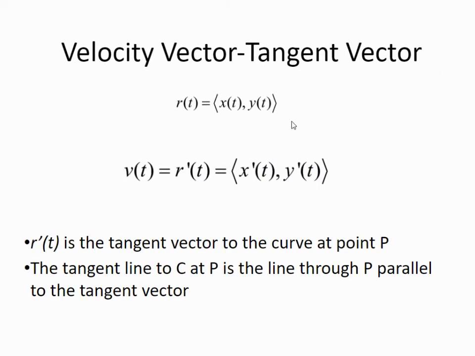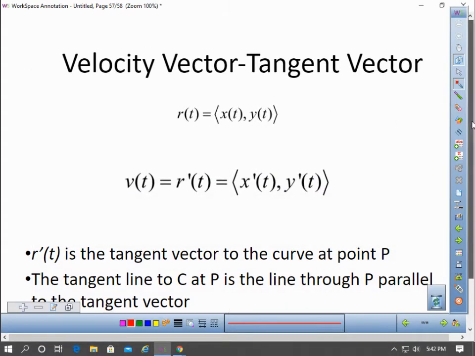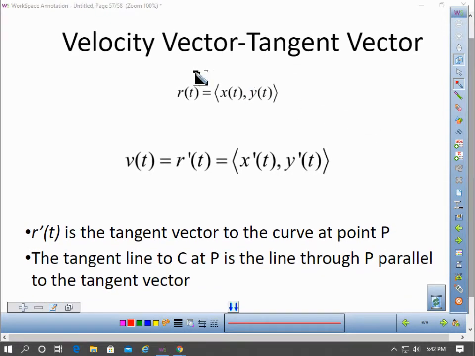Okay, so the first thing here, we have our velocity vector, which we already talked about in the last section, but I'll review it again. The velocity vector is your tangent vector because the velocity vector is the derivative of the position vector. And we know the first derivative is always talking about your tangent. So if we have a position vector, r of t, then the velocity is r prime of t, which is the derivative of each component of that vector. So r prime of t is the tangent vector to the curve at point P, and your tangent line at point P is just going to be a line through P parallel to that tangent vector.